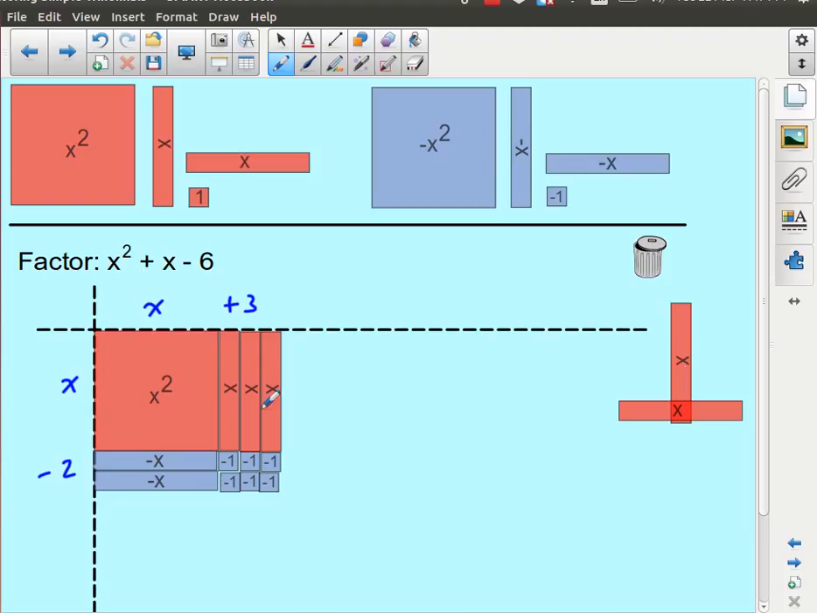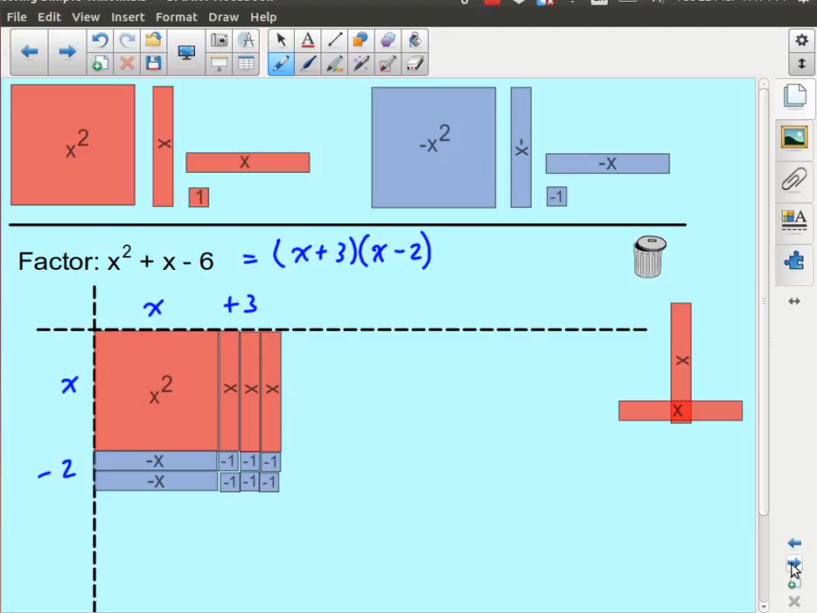Remember, all colors, even if you add in positives or negatives, they have to be the same. So I couldn't have a plus and a minus and a plus and a minus. These are all minuses down here, these are all pluses here, and this appears to work. Plus 3 times negative 2, so I end up with x plus 3 across the top, x minus 2 along the side. And again, the order that you write these factors is not actually important.